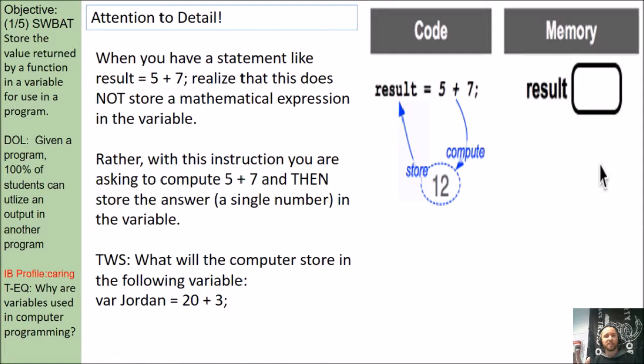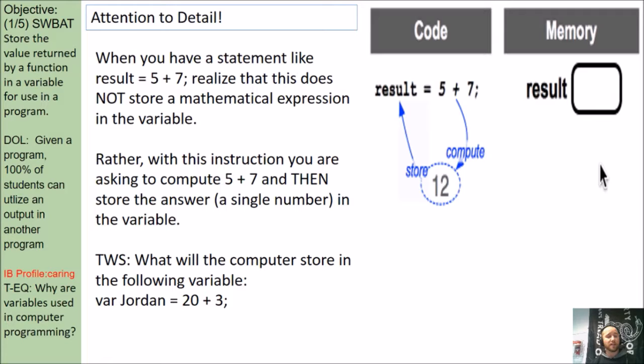Paying attention to detail is very important, and that is especially true in programming. When you have a statement like result gets 5 plus 7, realize that this does not store a mathematical expression in the variable. Rather, with this instruction, you are asking to compute 5 plus 7 and then store the answer, which is a single number, in the variable. So your think, write here is: what will the computer store in the following variable?